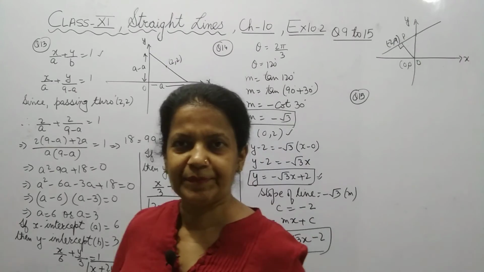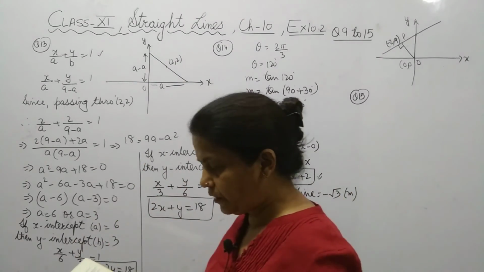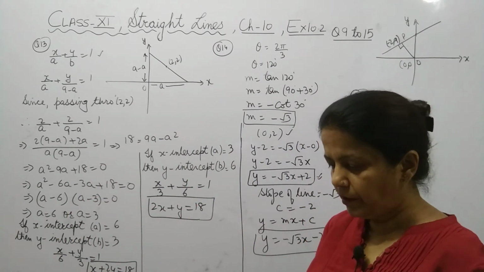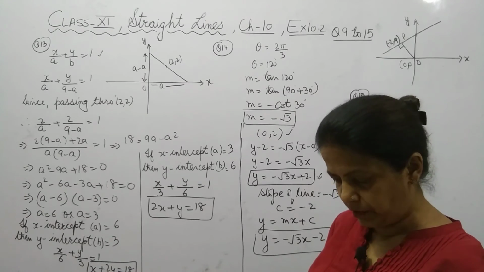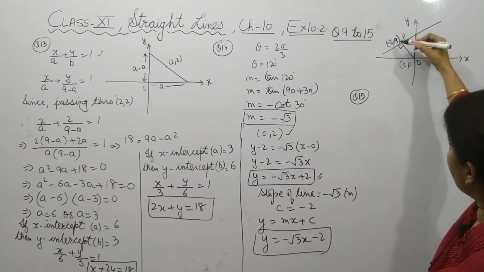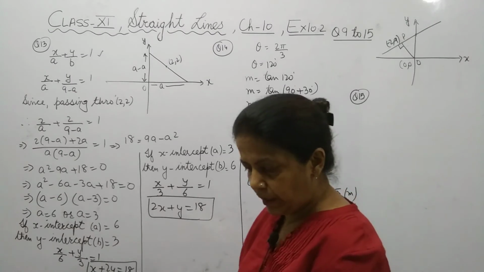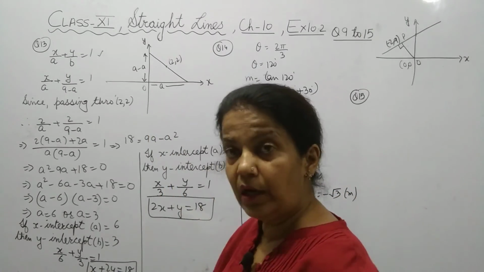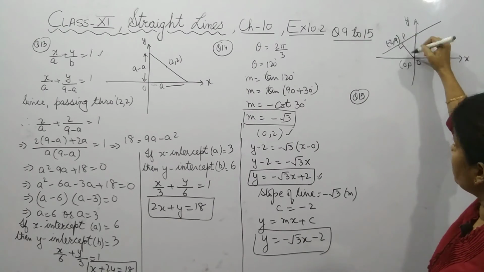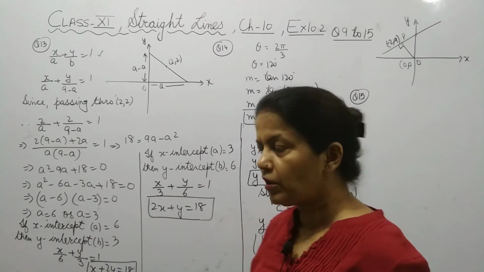Is it clear? Okay. Now question 15. Question 15 is the perpendicular from the origin to a line meets it at the point (minus 2, 9). Find the equation of the line. We have to find the equation of this line, and this is perpendicular. So from the perpendicular we can find the slope.